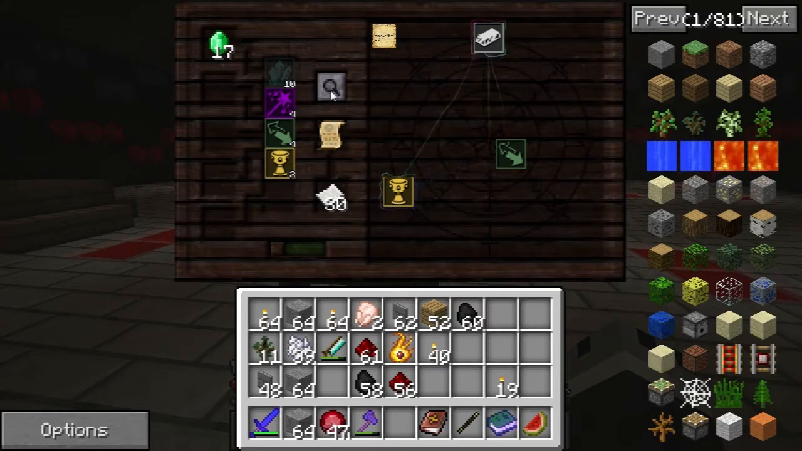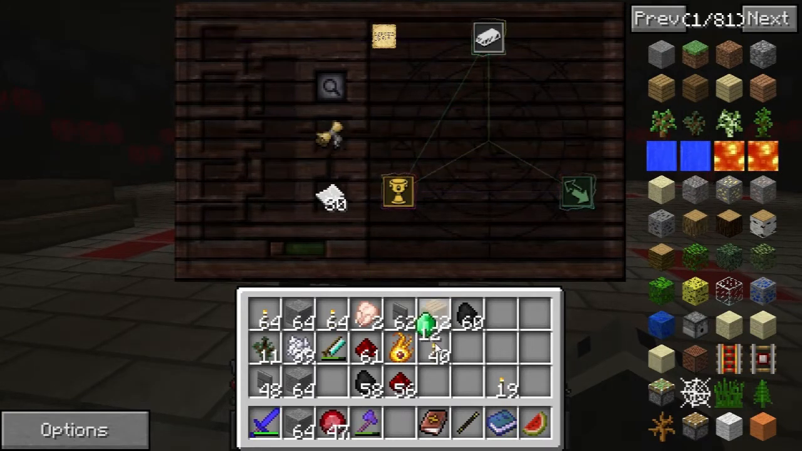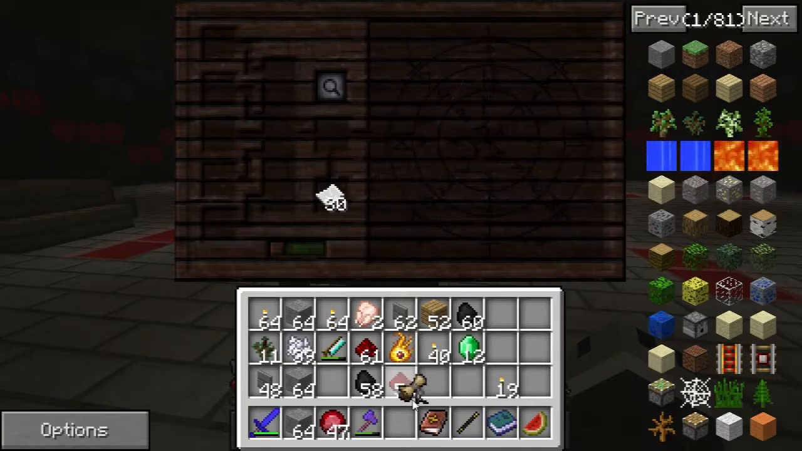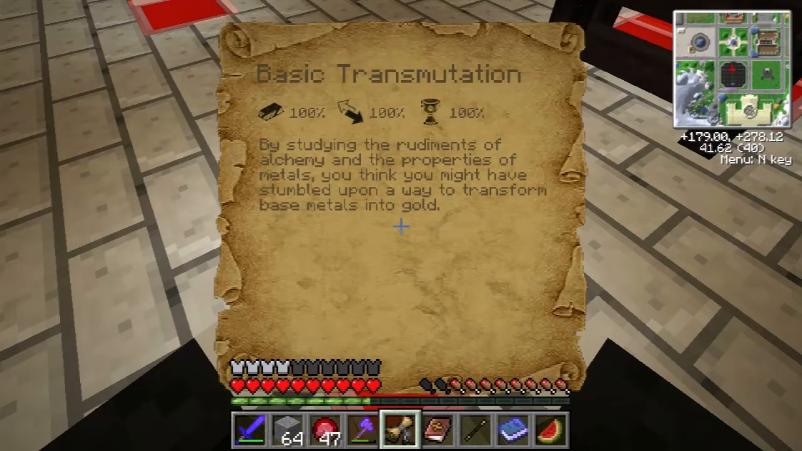Okay, let's do this. It's at 86%, 89%, 96%. Basic transmutation. Huh. By studying the rudiments of alchemy and properties of metals, you think you might have stumbled upon a way to transform base metals into gold.